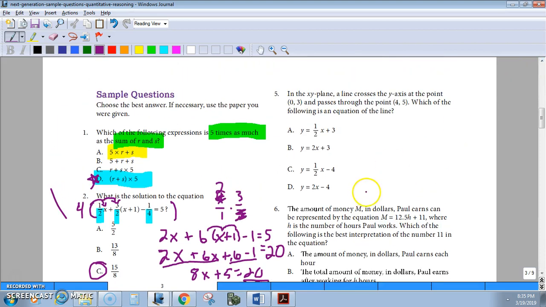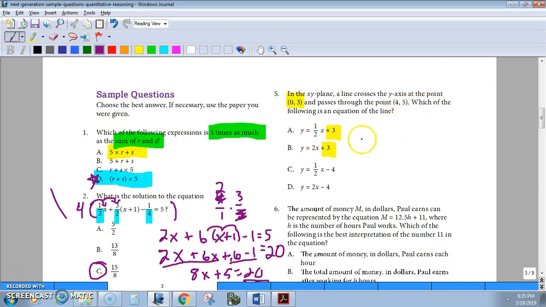In the xy plane, a line crosses the y-axis at the point 0, 3. So that's going to be our y-intercept. That means it could be this one or this one, so it could just be A or B. We're just going to pick one of those. And it goes through the point 4, 5.